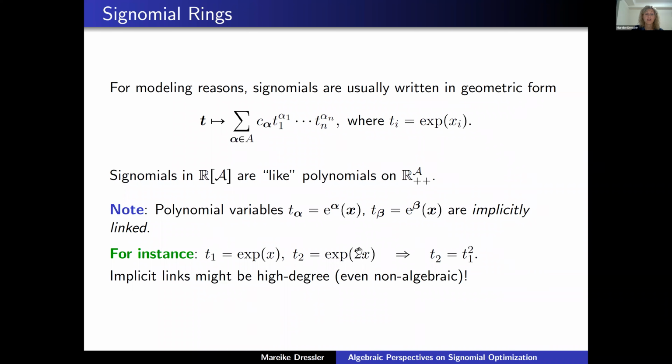Here I show you an example. So these formal indeterminates are not independent of each other. So for instance, if you have the variables t1 and t2, and they define the exponential of x and exponential of 2x, then this gets mapped to the following variables, namely t2 is equal to t1 squared. And maybe one note of caution here: these implicit links between the variables can be high degree or even non-algebraic.